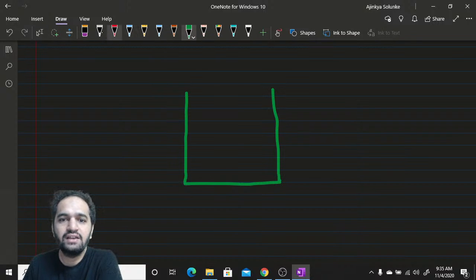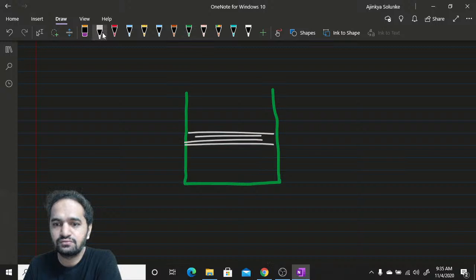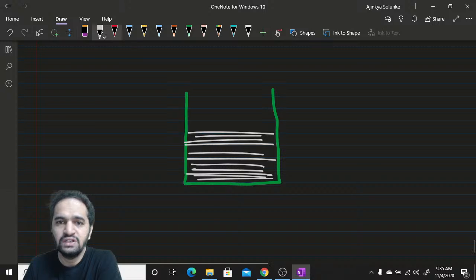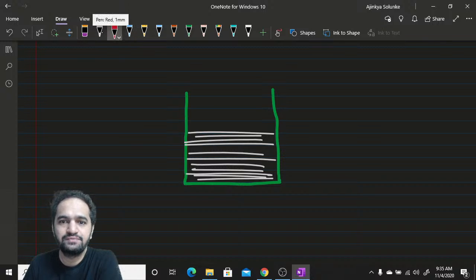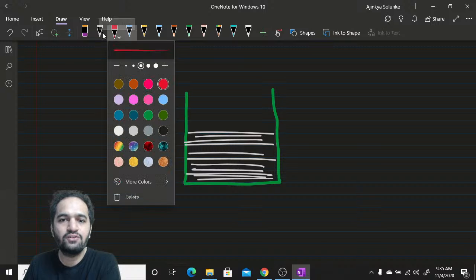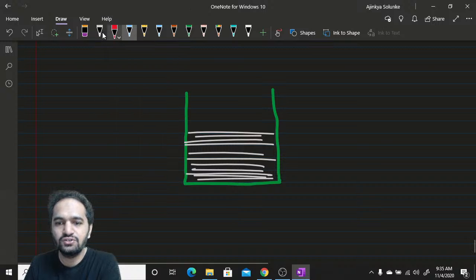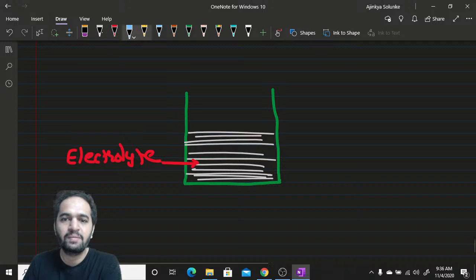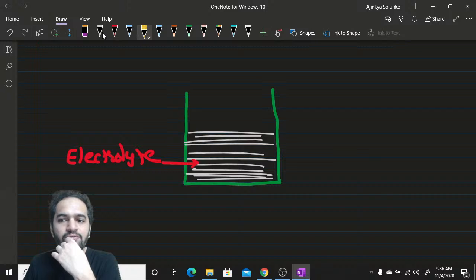Now I am going to add some liquid inside it. That liquid must be electrolyte. As you know, the liquid cannot be just a normal liquid. It should be electrolyte. Agreed? It should be electrolyte, without which it is not possible. Okay, so please write down the name of this. This is electrolyte.